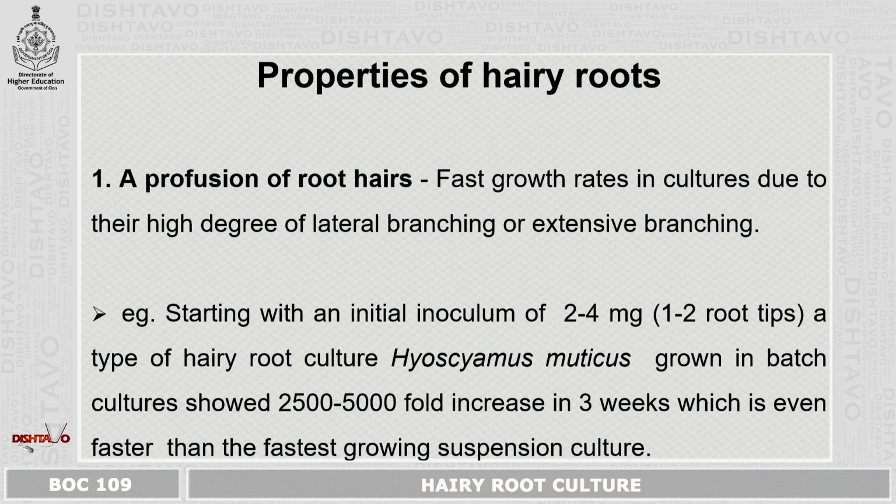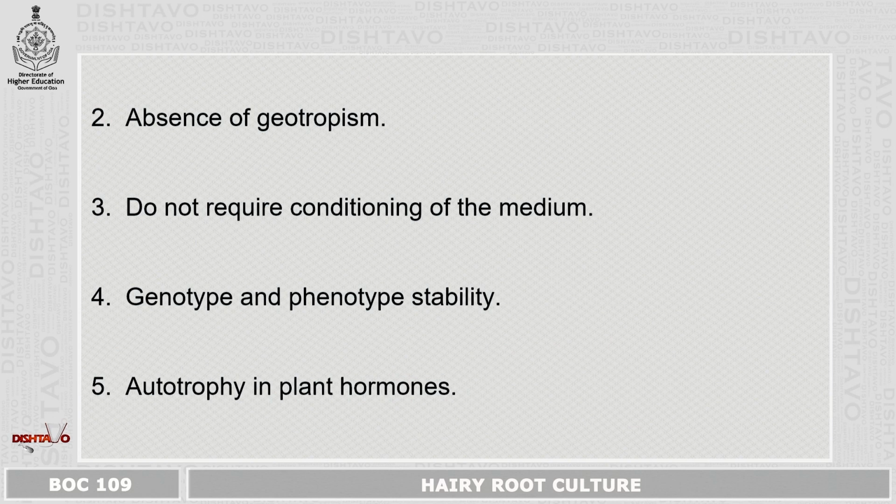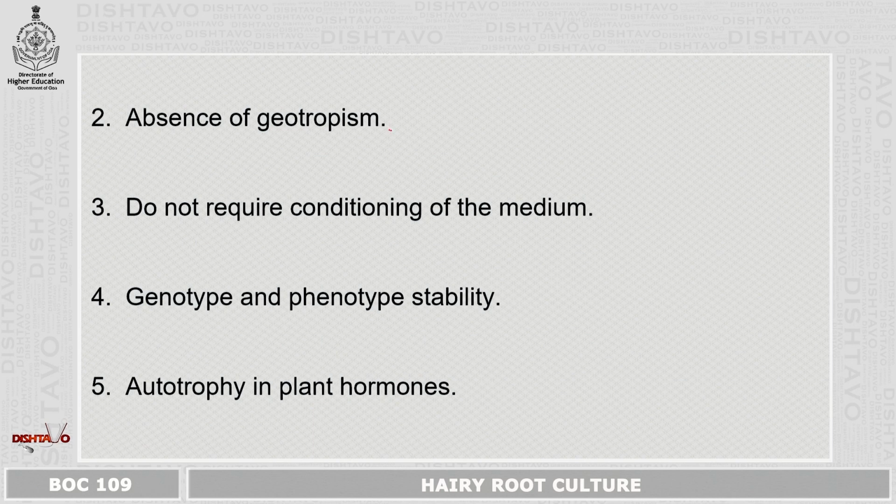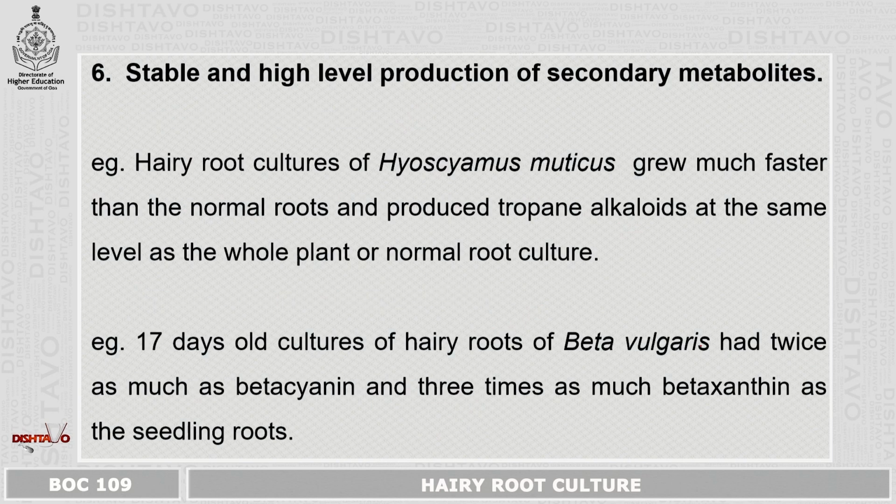For example, starting with an initial inoculum of 2 to 4 milligrams, a hairy root culture of Hyoscyamus muticus grown in batch culture showed, see how much, students, a 2,500 to 5,000 fold increase in 3 weeks' time, which is even faster than the fastest growing suspension culture. The second property is the absence of geotropism, students. They don't require conditioning of the medium. There is very good genotype and phenotype stability, and they show autotrophy for plant hormones.